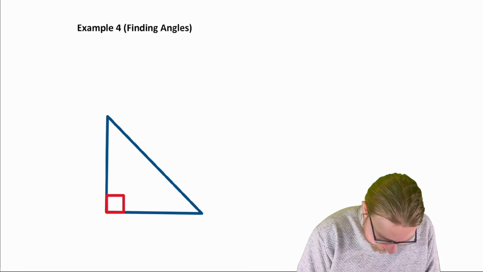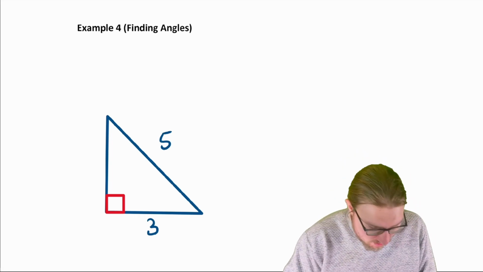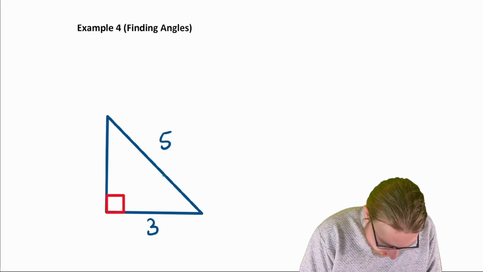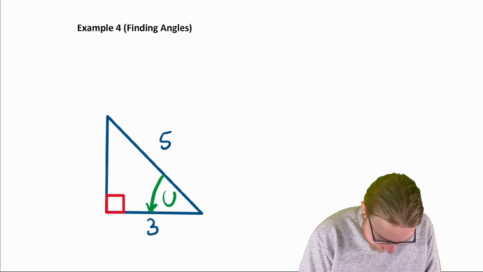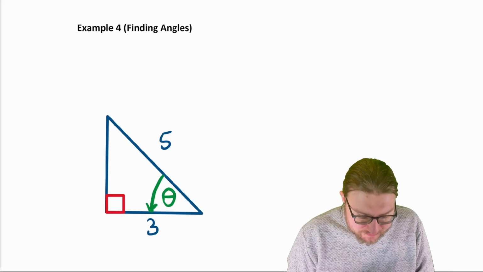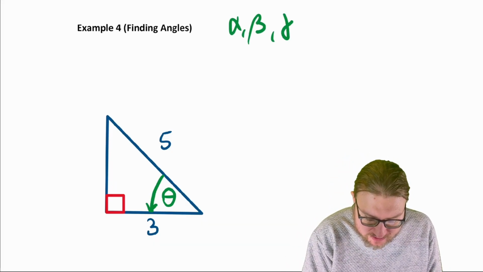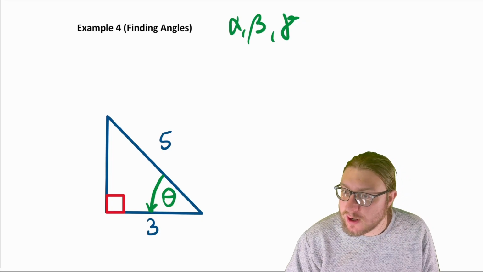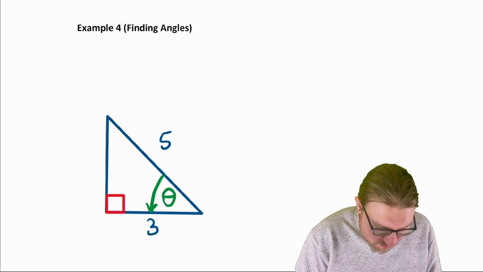If we have 3 over here and 5 here, and we want to know what this angle here is at the bottom, let's call this angle theta. You can also call it x or whatever, it doesn't matter. Remember, in mathematics, we like using Greek letters to name our angles. In this case, I've chosen theta. You can call it whatever you like.